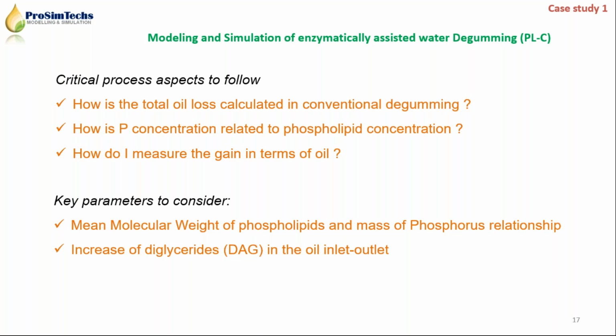PLC enzyme? So a viable approach when evaluating the performance in enzymatic degumming is comparing the total loss against the total loss that we would have in a conventional degumming. In the case of the PLC enzymatic degumming, we know that a measure of saving, as I mentioned before, in terms of less oil losses versus the oil losses in a conventional water degumming, is the increase of diglyceride before and after the action of the enzyme.